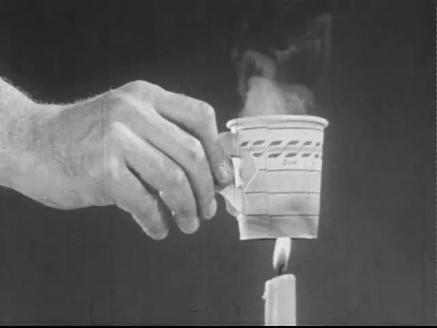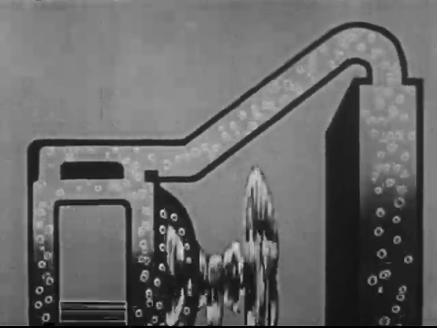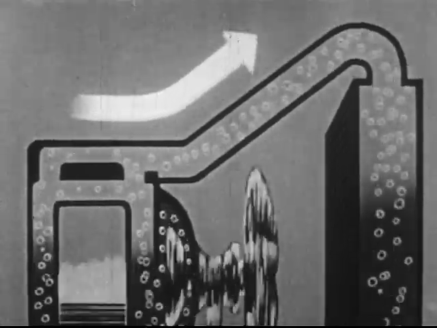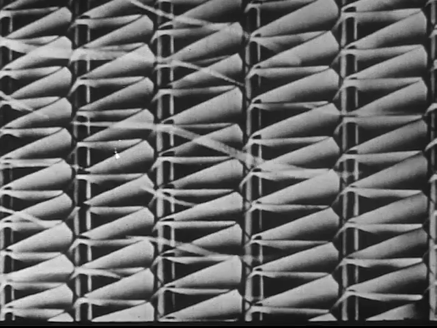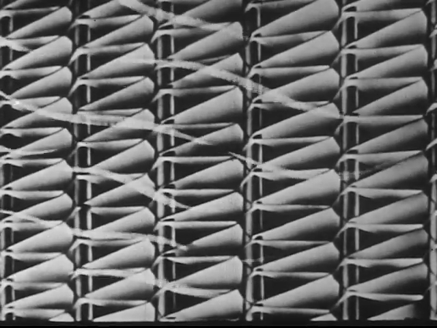In an automobile engine, water removes heat from the cylinders in the same way. It carries the heat to the radiator, where it releases it to the air. And now you know a great deal about how automobile engines work.